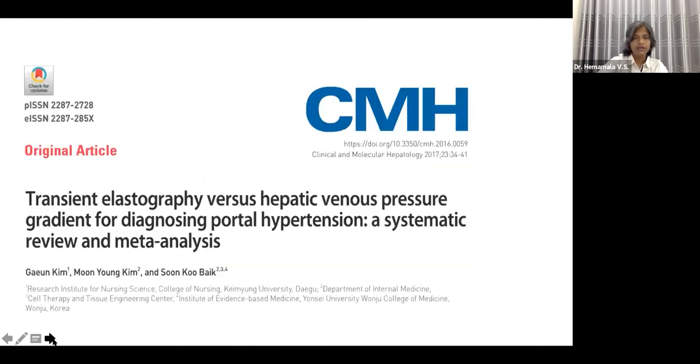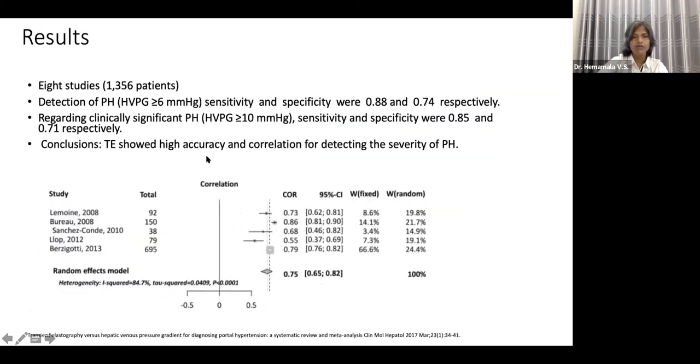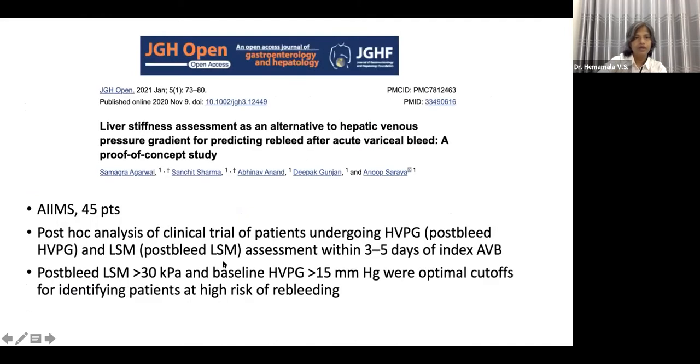And there is a systematic review and meta-analysis. In fact, two meta-analyses are there, and most of them have shown that transient elastography has high accuracy and correlation, both for detecting portal hypertension as well as for detecting clinically significant portal hypertension. And so now we go to the next step.